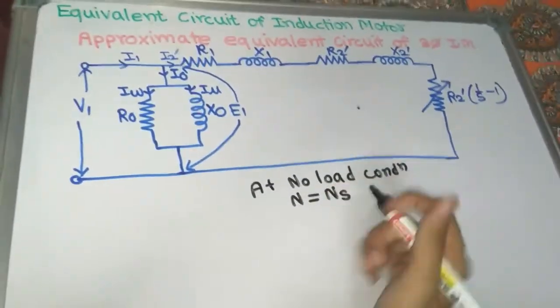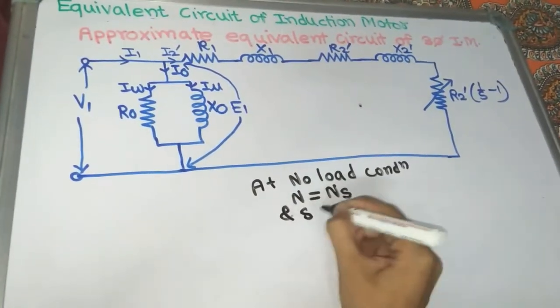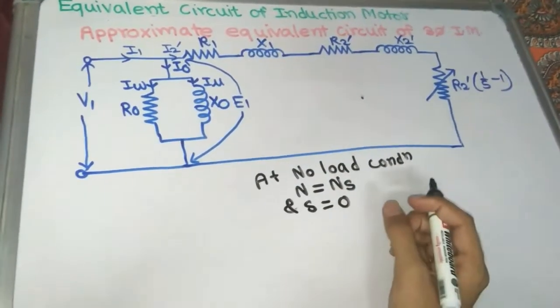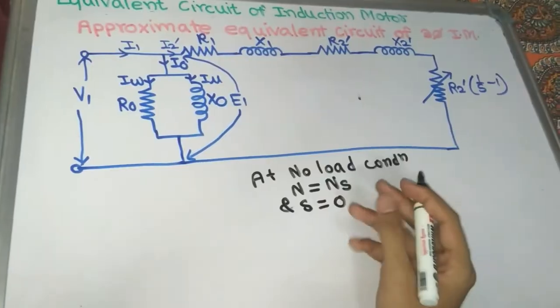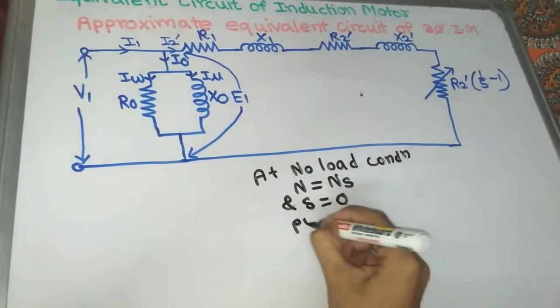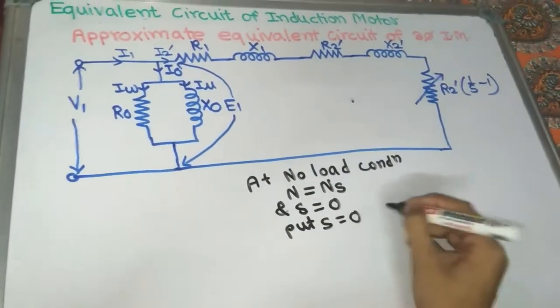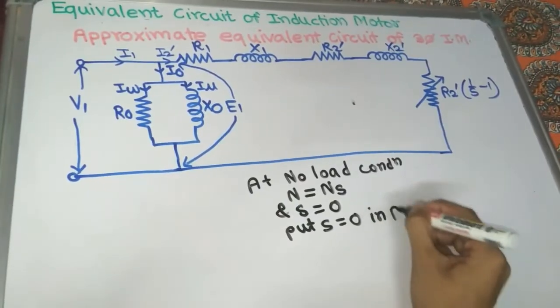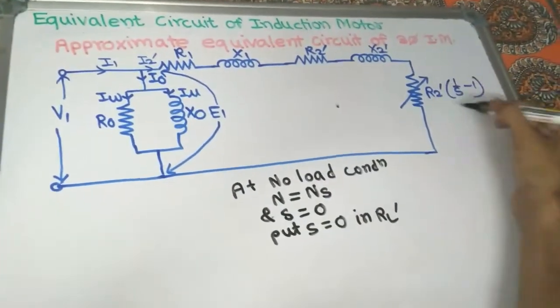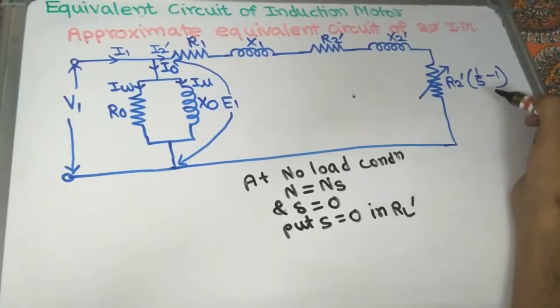So when N equal to Ns, slip S is equal to 0. We have already seen this in the last lectures. So now put S equal to 0 in RL dash. This is your whole RL dash, so put S equal to 0 here.